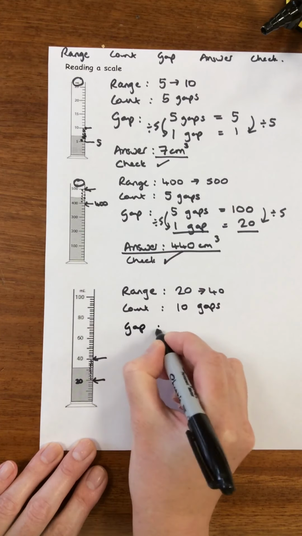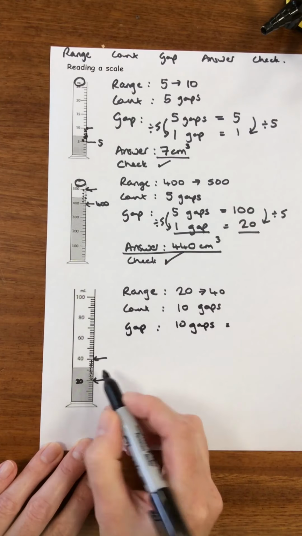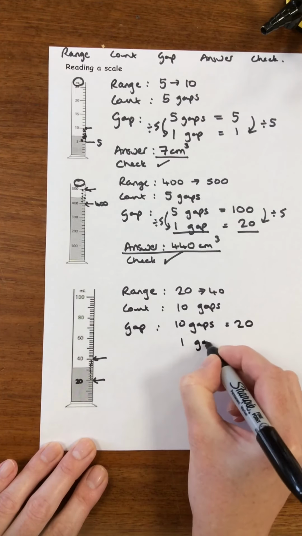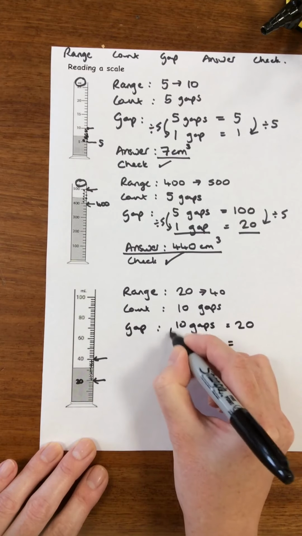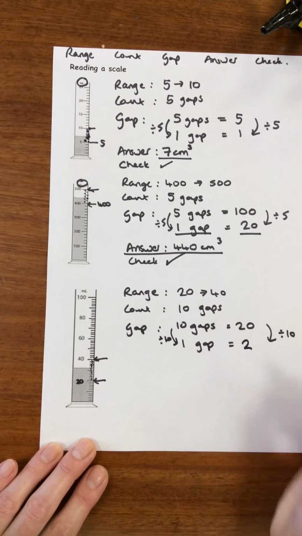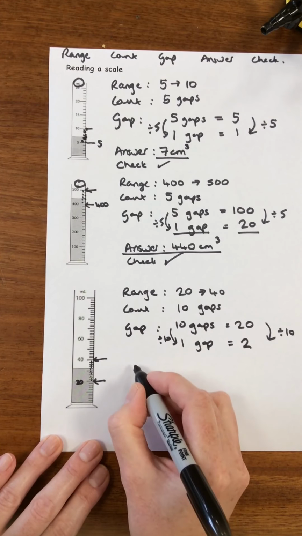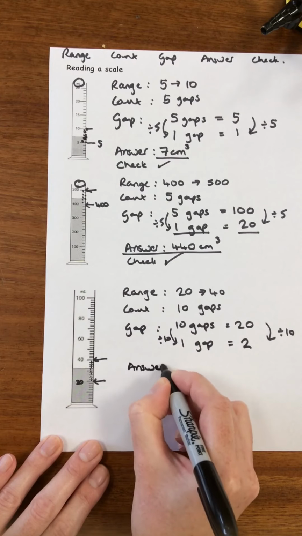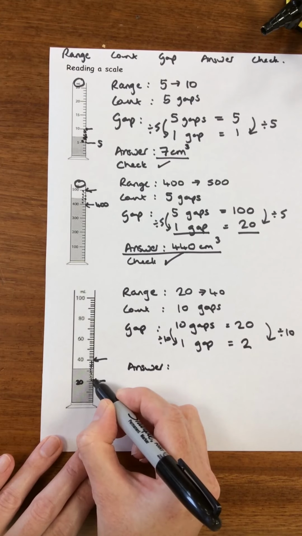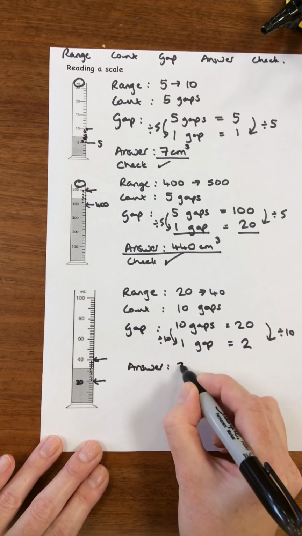And then we have to find the value of each gap. So 10 gaps is equal to, well, the difference between 40 and 20 is 20. So 1 gap, well, how do I get from 10 to 1? I divide by 10. And therefore I divide by 10 on the other side. So one gap has a value of 2. Now I am going to find my answer. So remember, each gap is worth 2. We're starting at 20, 20, 22, 24, 26, 28, 30, 32.